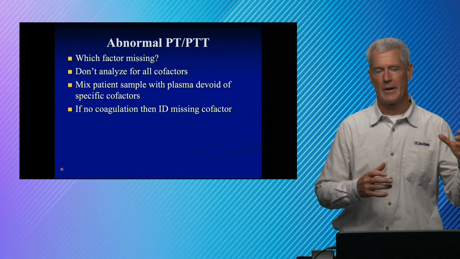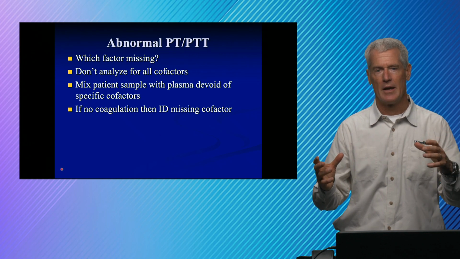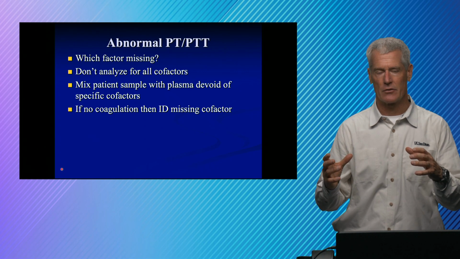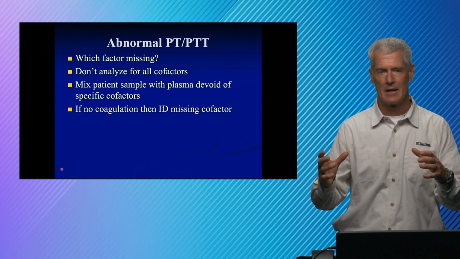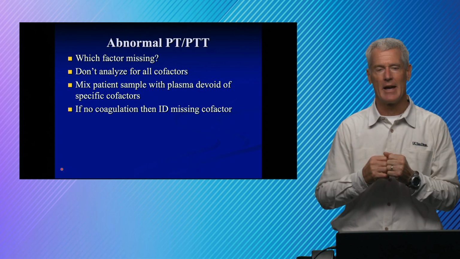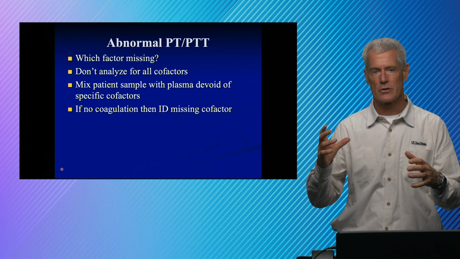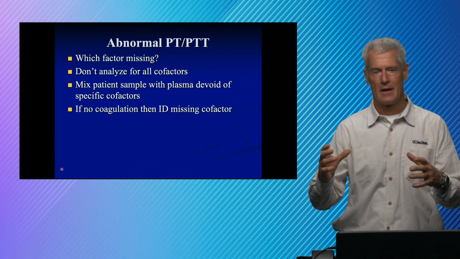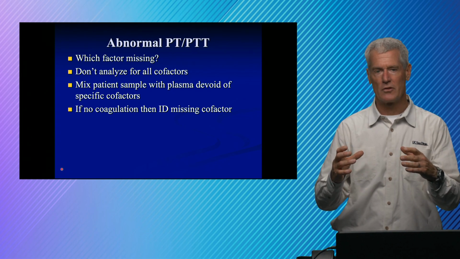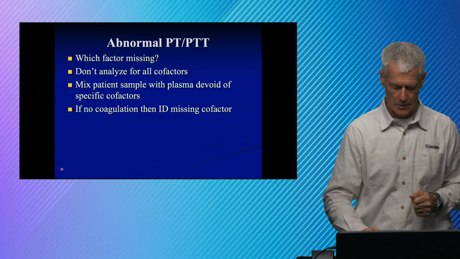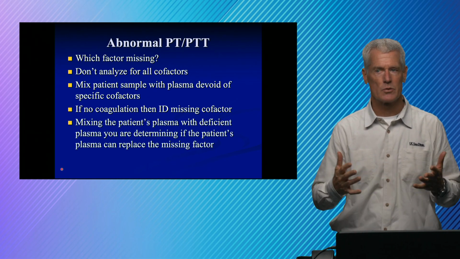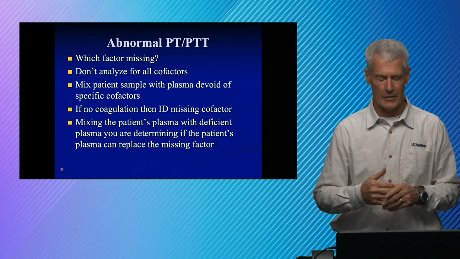And so what happens is if you mix the patient plasma with the deficient one and you don't get coagulation, you know that both of them are missing that coagulation factor. So if your commercially available is missing 8 and you mix it with your patient and you don't get coagulation, neither one of them have 8. Whereas if your commercial one has a deficiency of 8 and your patient has a deficiency of 9, when you mix them, the patient's 8 will be sufficient to form a coagulation. So basically you're mixing the patients with the deficient to figure out which one is the missing cofactor.